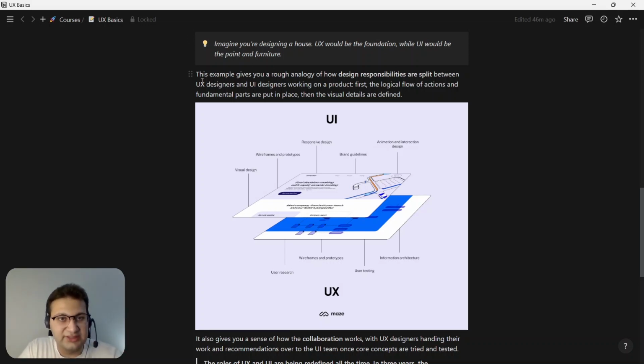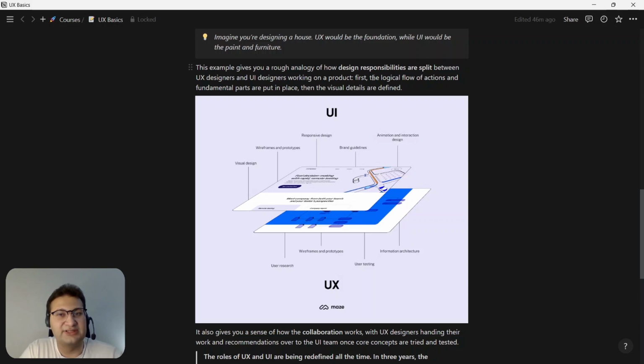Part of the process. So this example gives you a rough analogy of how design responsibilities are split between UX designers and UI designers working on a product. In the past, when design was not this mature, UX and UI designers were one thing, UX/UI designers. But now that we are moving towards a more mature state, and every designer is specializing in whatever they like most, there is a split in design responsibility between the two.